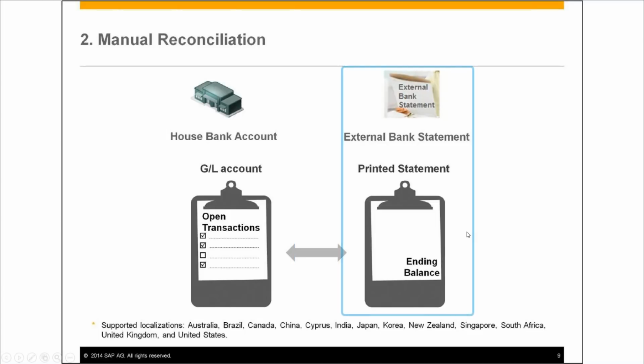Then, of course, periodically, either through paper or electronic means, your bank is sending you a statement, and you'll want to reconcile those two. Notice at the bottom here, we've got supported localizations. Canada and the US are two of the supported localizations. This information might actually be a little bit old. I don't know that any of you are running localizations outside of Canada or the US, so you might want to just ignore this comment at the bottom.